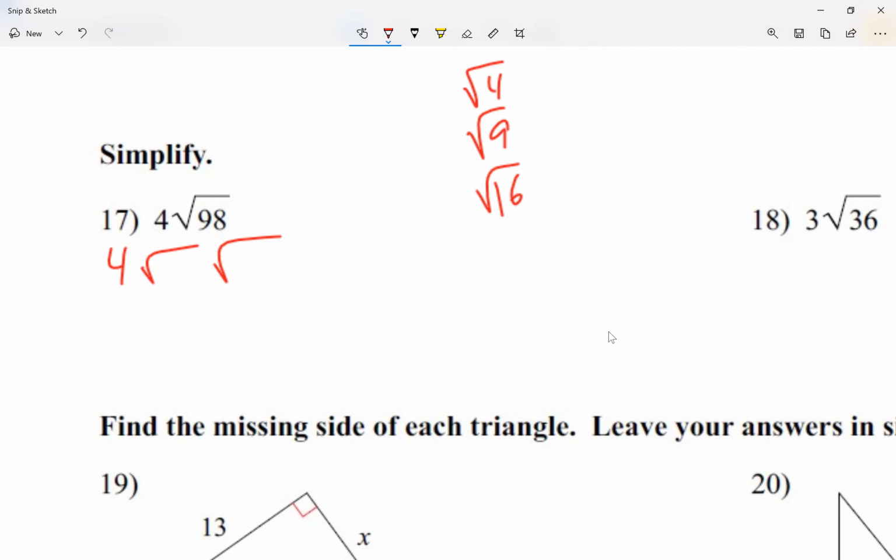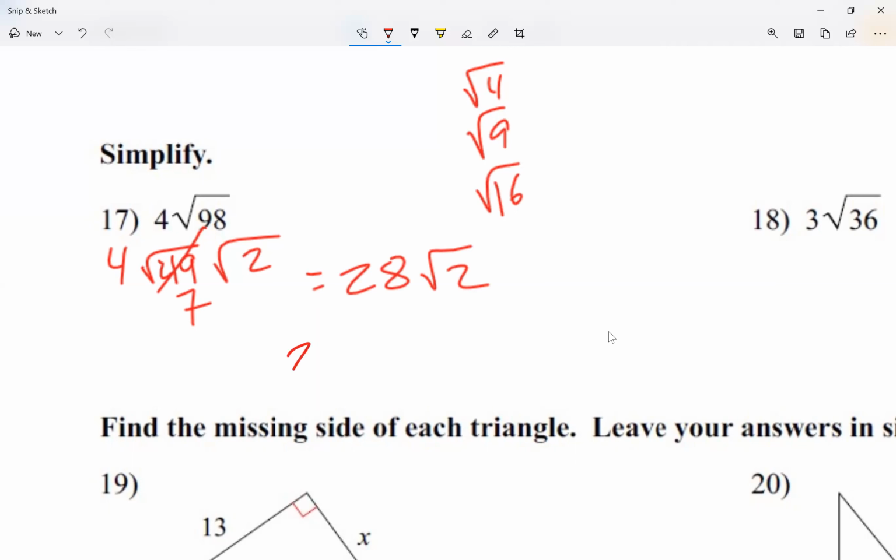Now here I'm going to think of 49 times 2. 2 is not a perfect square, but 49 is, right? The square root of 49 is 7. I look at my radical that I have left over. Can I do anything better? No. Okay, so now multiply your whole numbers. So this is going to give me 28 radical 2. That way you're going to type this 28 radical 2.